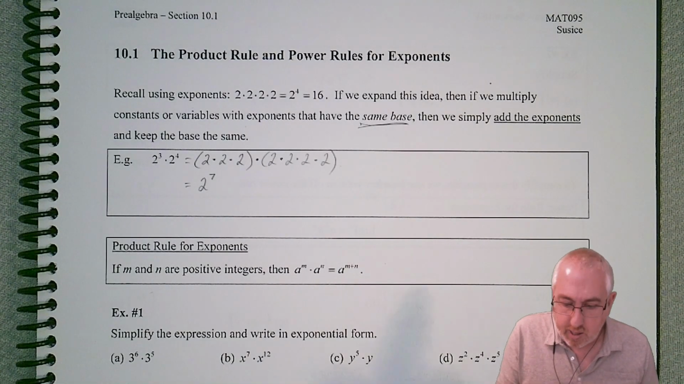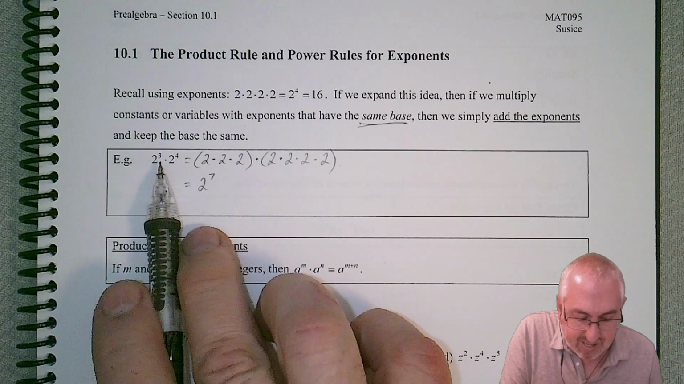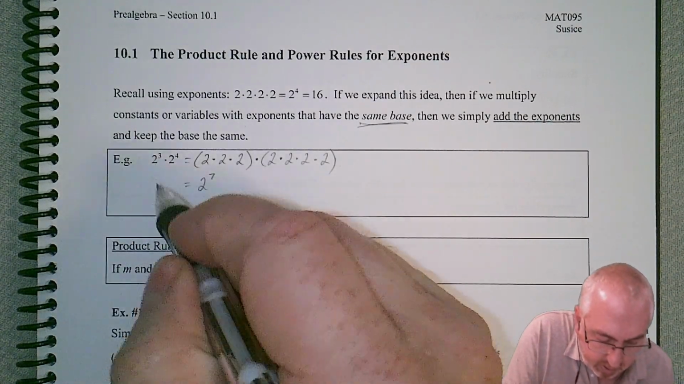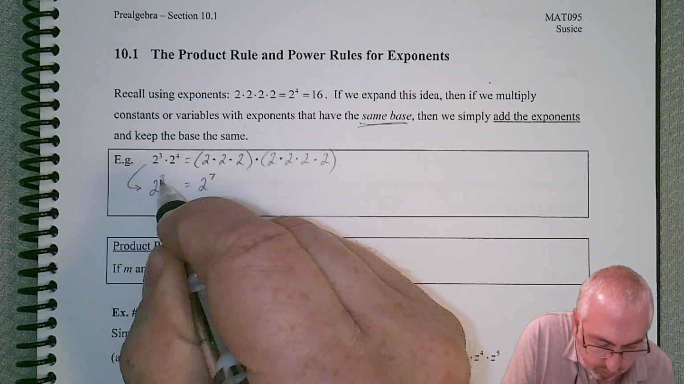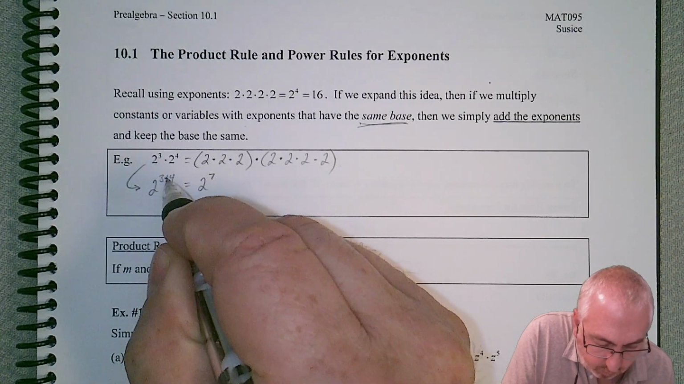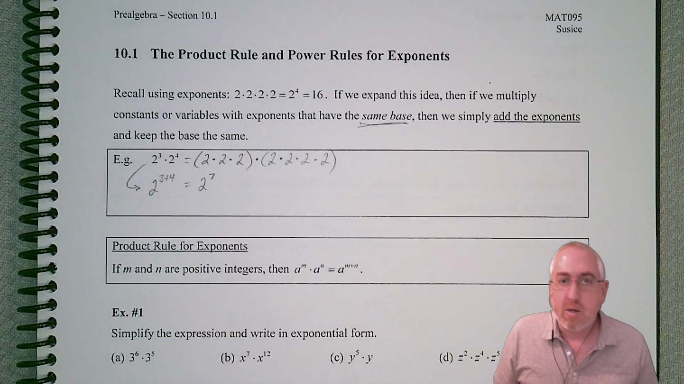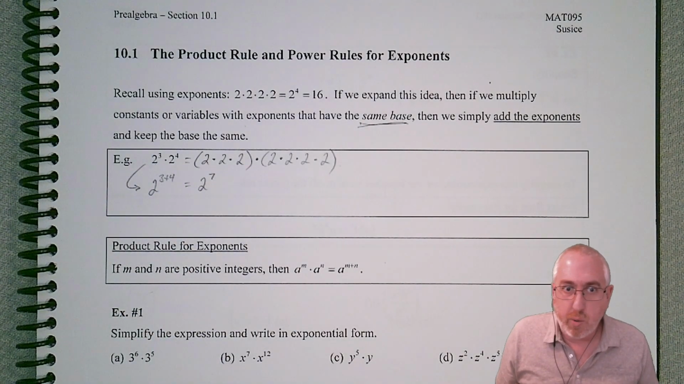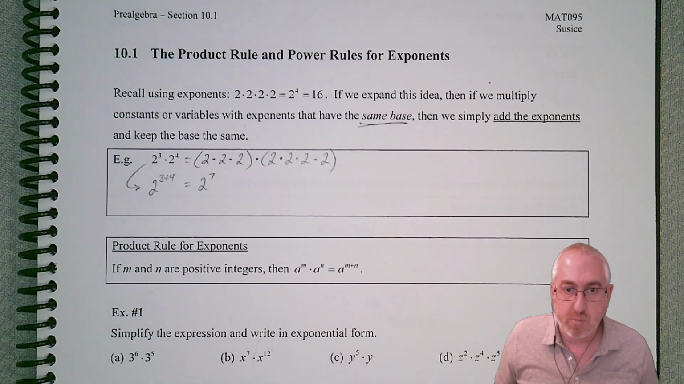The short way is based on what we just set up here. Because those bases are the same, we can just add these two exponents together and we can see that we get 2 to the 3 plus 4. And so that 3 plus 4 gives us our 7. So that's going to be the easier way and the way we want to do these problems. So this describes the product rule for exponents.